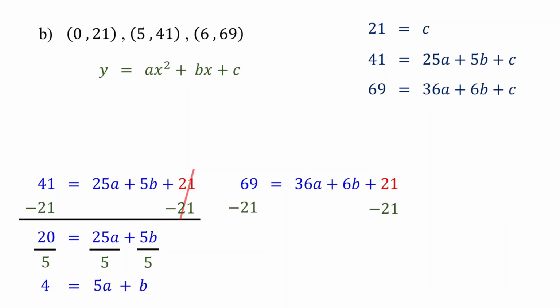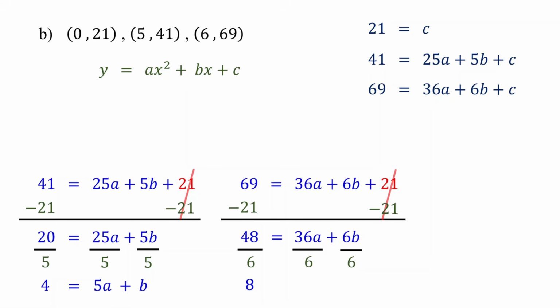Again, subtract 21 from both sides of the third equation. These cancel out. 69 minus 21 is 48, right? Notice that in this equation, the numbers have 6 as a common factor. So, you can simplify by dividing both sides of the equation by 6.